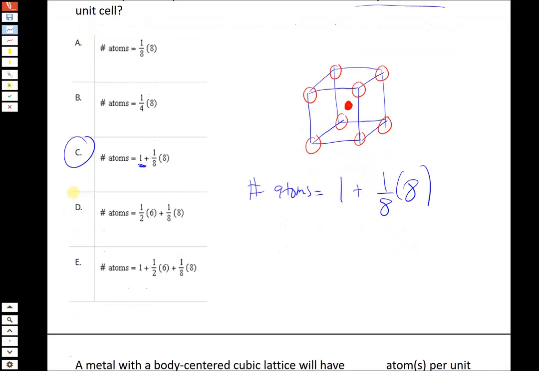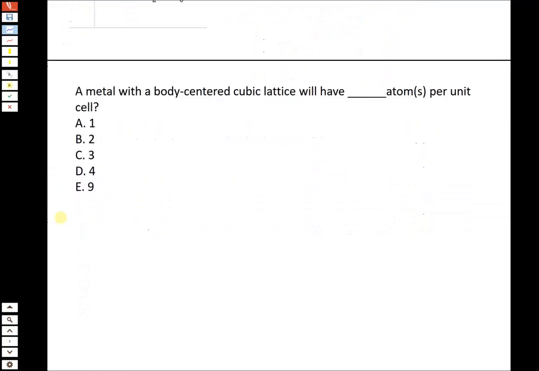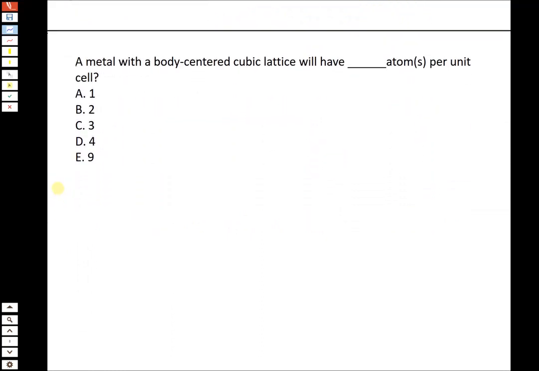And then finally, this is just another way to ask the same question. So we could also just ask it numerically instead of asking for the formula or the way that we count it. So if you have a body-centered cubic cell, how many atoms per unit cell is that? Well, as we just said, now it's just a matter of doing the simple math. 1 in the center, all 8 corners, so 1 plus 1/8 times 8 is a total of 2. So in body-centered cubic, there's 2 atoms per unit cell.